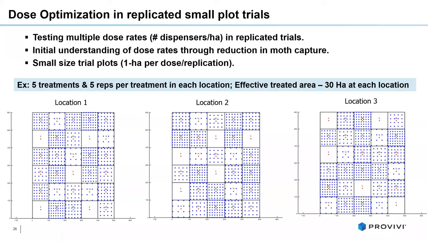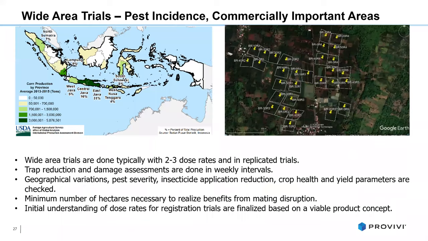So once we do these moth capture reduction and dose rate optimization trials, then we go for wide area trials. In the wide area trials, we choose commercially important areas. When I say commercially important areas, the definition is where corn is grown in larger hectares season after season, and where fall armyworm incidence is seen, so that we can have a higher probability of success for the field trials. For example, when we started doing trials in Indonesia, we chose East Java as one of the important locations, where they grow corn at 31% compared to other locations in Indonesia. So we go there and then we choose the plots.